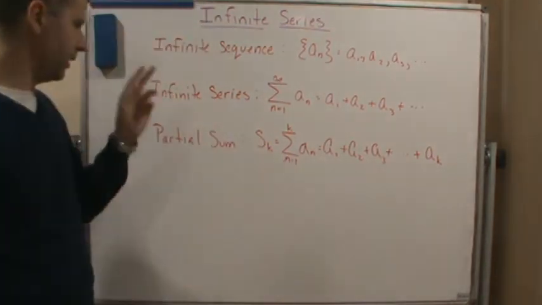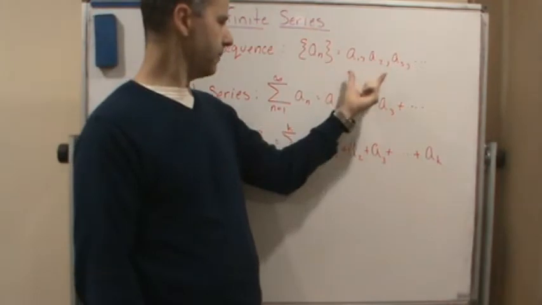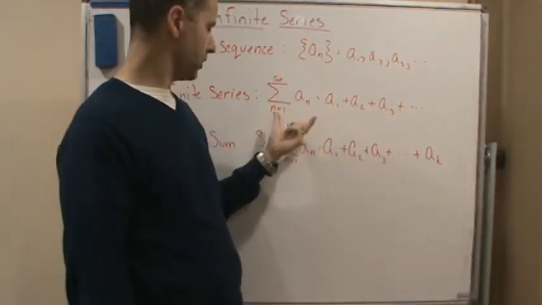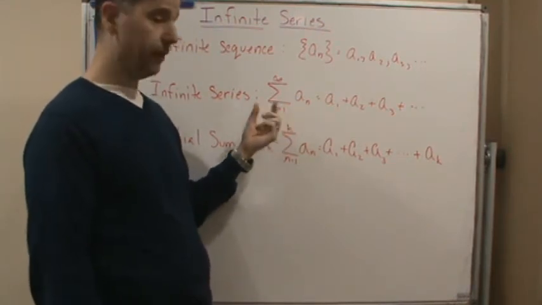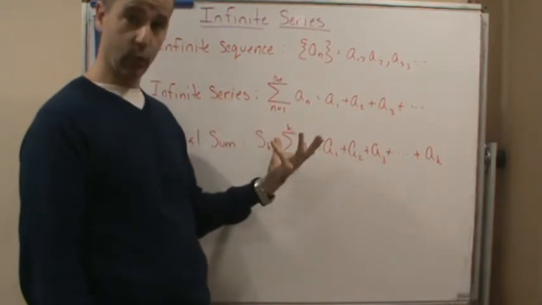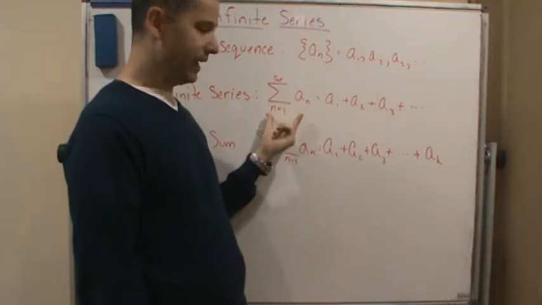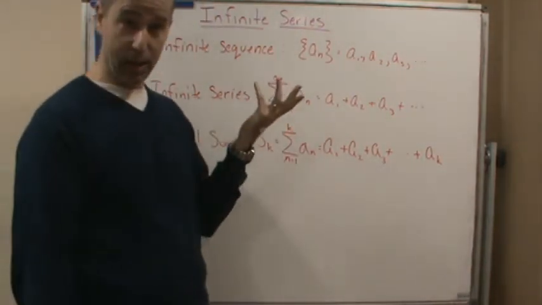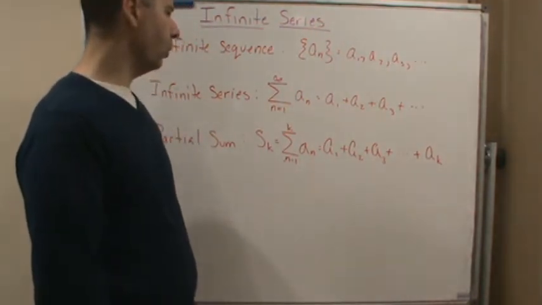Now, what is an infinite series? An infinite series is just taking a sequence and now we're adding up those terms. So now we're dealing with an infinite sum of a sequence of numbers, if you will. The thing is, this is an infinite sum, so how do we deal with that? We can't just add them up the way we do a finite sum. So what are we going to have to do?